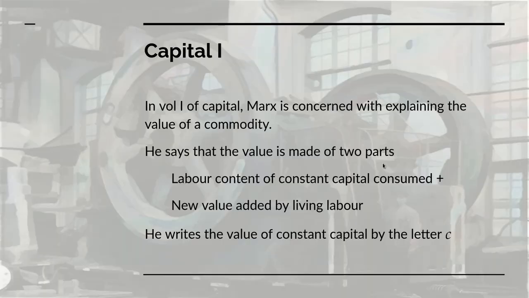In volume one of Capital, Karl Marx was concerned with explaining the value of commodities. And he says that the value of the commodity is made up of two main parts: the labour content of the constant capital consumed, and the new value added by labour, by living labour. And he uses the small letter c to stand for the constant capital.